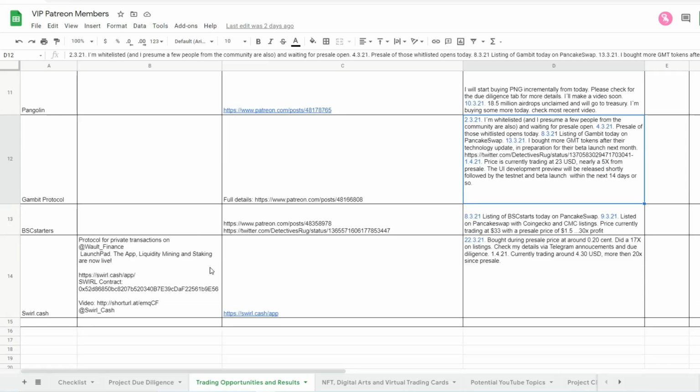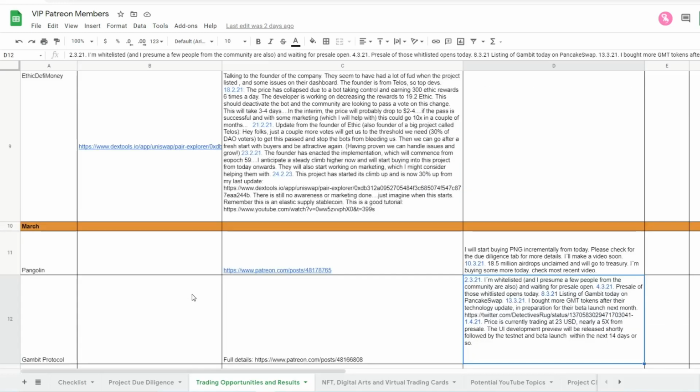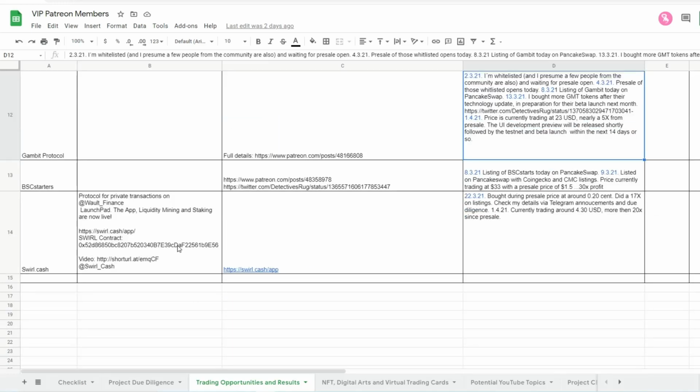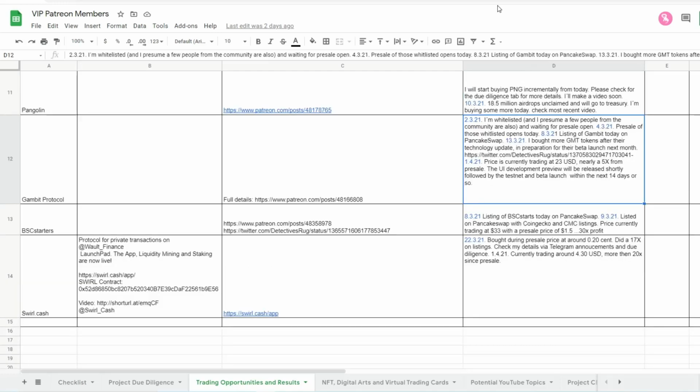Swirl Cash. I love Swirl Cash. This is really privacy transactions. They launched a few weeks ago, on the Wault Finance launchpad. We bought at pre-sale at around 20-something cents. It's literally done a 17x since then.